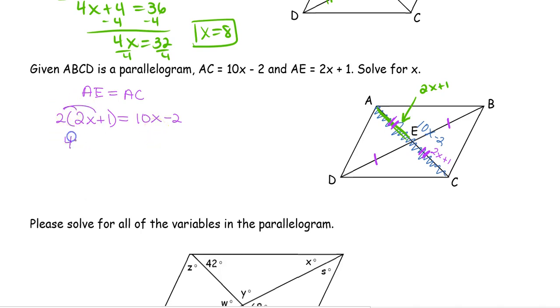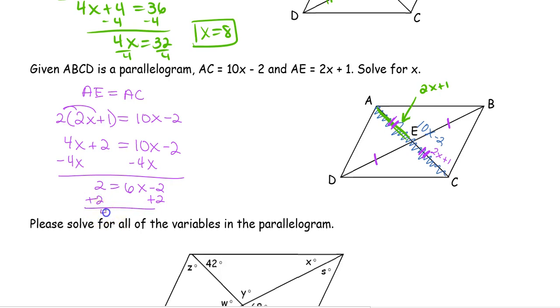We distribute our 2 to get 4x plus 2 equals 10x minus 2. We move our 4x over. Since we have a positive 4x, to move it we subtract. 10 minus 4 is 6. Since we're subtracting 2, that means that we have to add 2 over. 4 equals 6x. Now we want to be careful here. If we have 4 equaling a 6x and we divide by 6, and you put that into your calculator, you get a messy decimal. And remember, we don't have messy decimals. If it's a messy decimal, we have to give an exact answer. So we reduce our fraction to get 2/3 as our value for x.